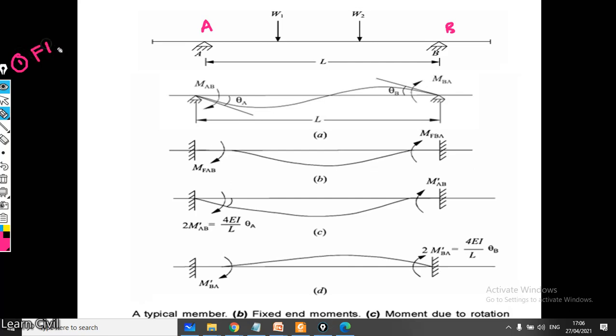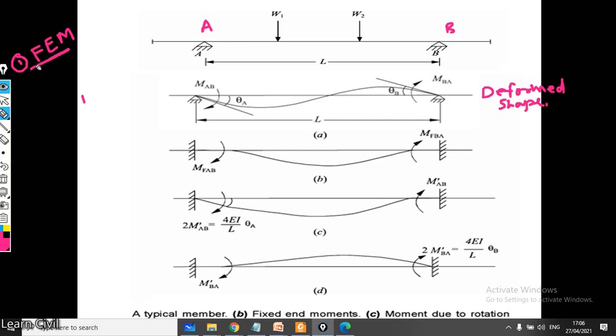The bending moment developed due to fixed end moment. You can see here, this is your beam AB. Due to external loading on this particular beam, the deformed shape of beam AB will be something like this. Let us consider this is the deformed shape, or elastic curve, whatever you say.